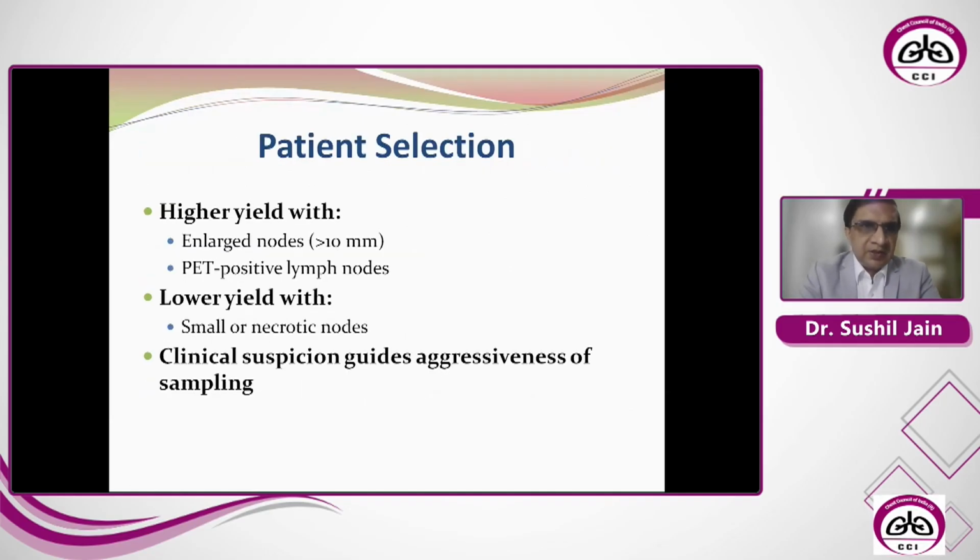Now coming to patient selection. We all know that if we select the patient correctly, we will be able to have a better diagnosis. And for a higher yield, we need to select those patients who have enlarged lymph nodes, that is more than 10 millimeter in short axis. PET positive lymph nodes also give a higher yield, and the lower yield is usually seen with smaller or necrotic nodes. So the clinical suspicion should guide the aggressiveness of the sampling.